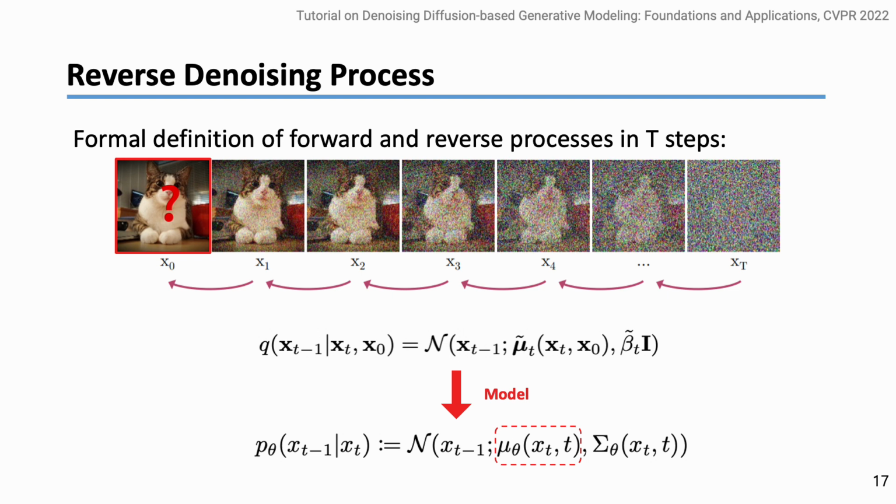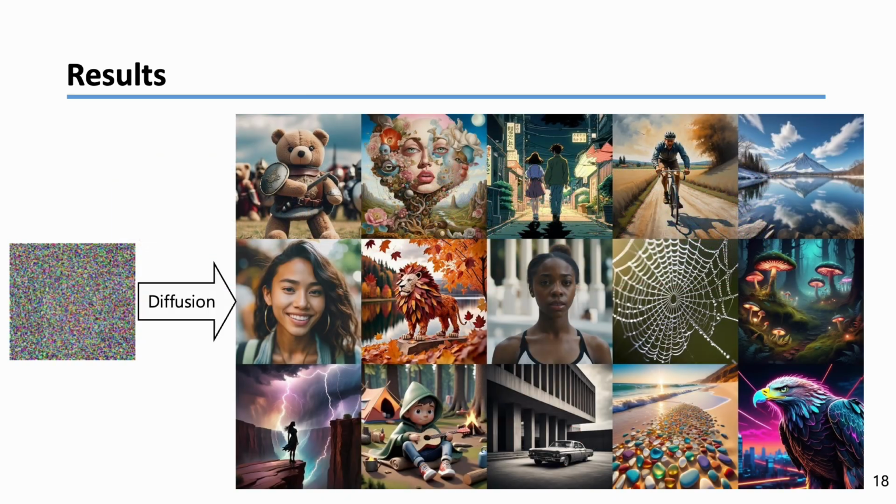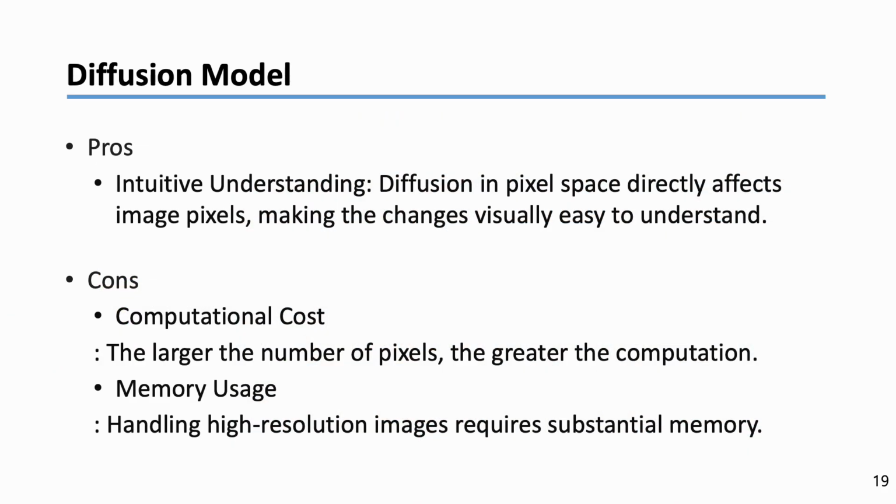Next, in the reverse process, we cannot easily estimate the first row equations because it needs to use the entire dataset, and therefore we need to learn a model to approximate this conditional probability in order to learn the reverse diffusion process. This enables the diffusion model to generate high quality and diverse images.